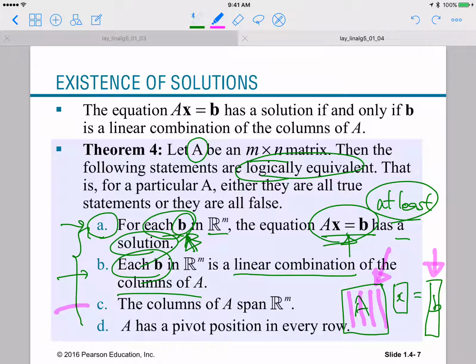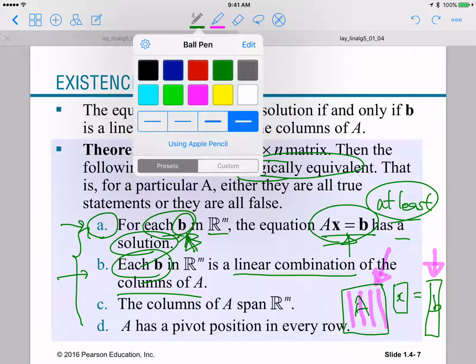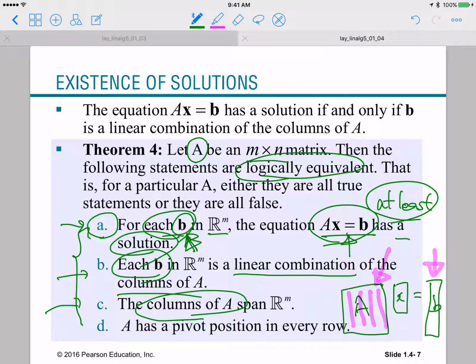Okay, and then the second one, I mean the third one is the columns of a matrix A spans Rm. So we didn't pay much attention to the size of A. Suppose A was 4 by 3, for example. It means we have 4 equations and 3 unknowns, right? And then in terms of a vector equation, we have 3 vectors, right?